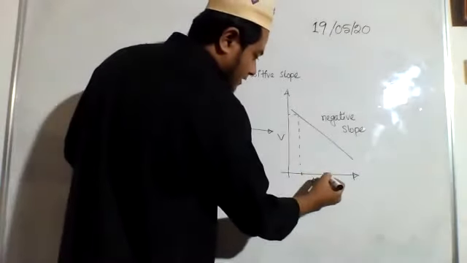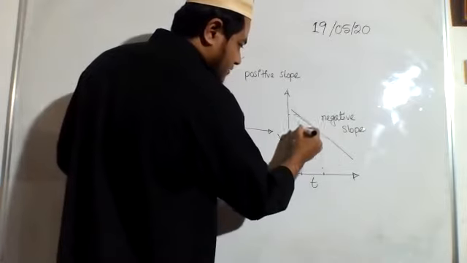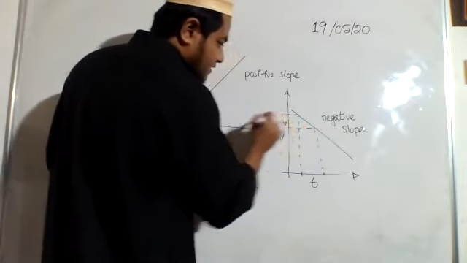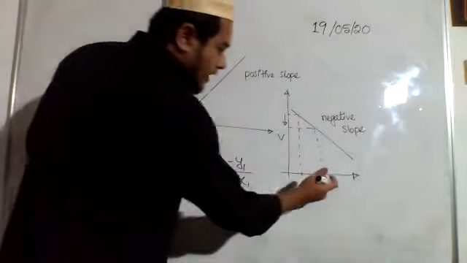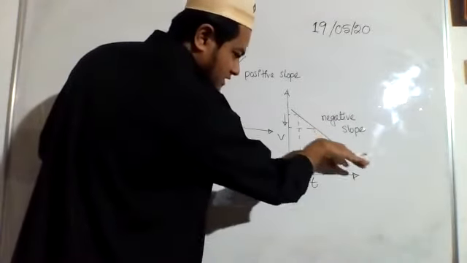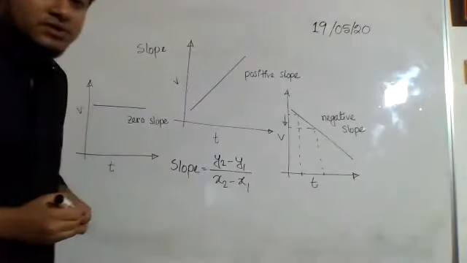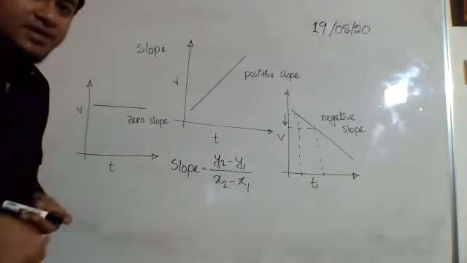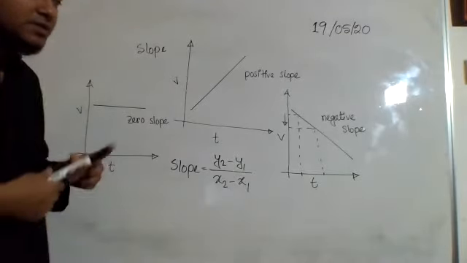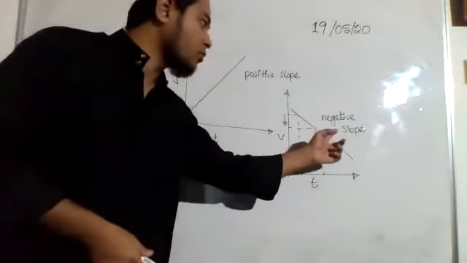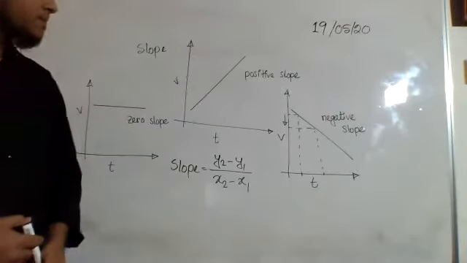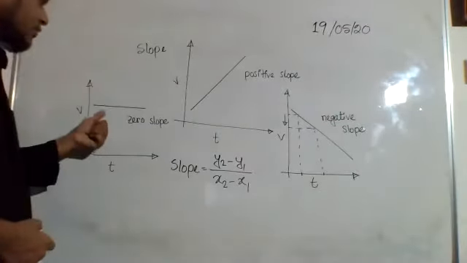But when the time increased, at this time, what is the velocity? The velocity has decreased. Do you notice this one? So as we go forward, the velocity is decreasing. So when the velocity is decreasing, the acceleration is negative, right? The acceleration is negative, and as a result, the slope will also be negative. Negative.